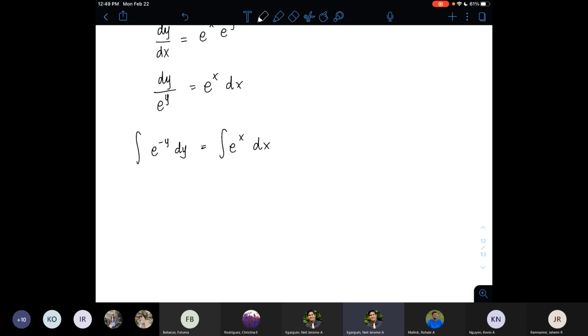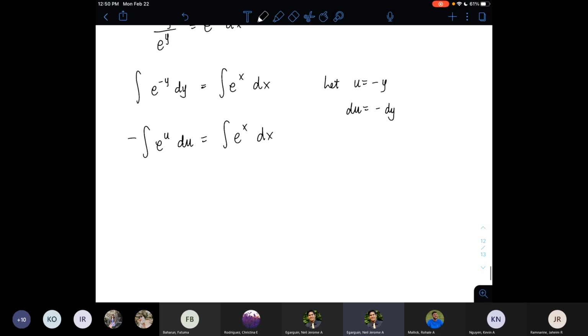So I guess we'll have a little bit of a problem on the left-hand side, so I'll use u-substitution there. I'll let u be equal to negative y. That means du is negative dy, right? So the integral on the left can be rewritten as negative integral of e to the u du equals integral of e to the x dx. And this is simply negative e to the u equals e to the x plus an arbitrary constant c.